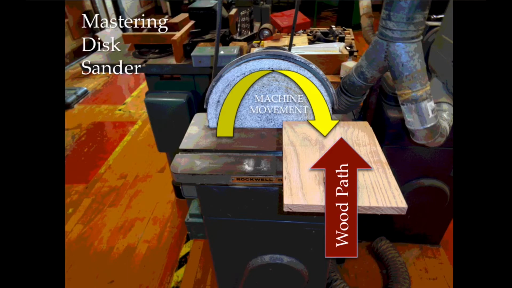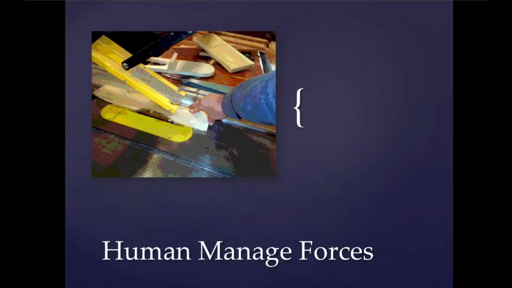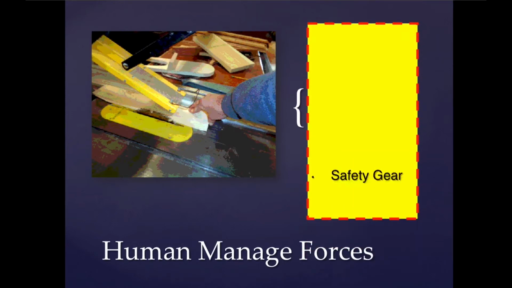The wood path, you control it. Again, flat on the table. So how do we manage these forces? Well, safety gear for one. If dust or anything flies into my eyes, I won't be able to see where my hand is on that. A simple flinch could have dire results.